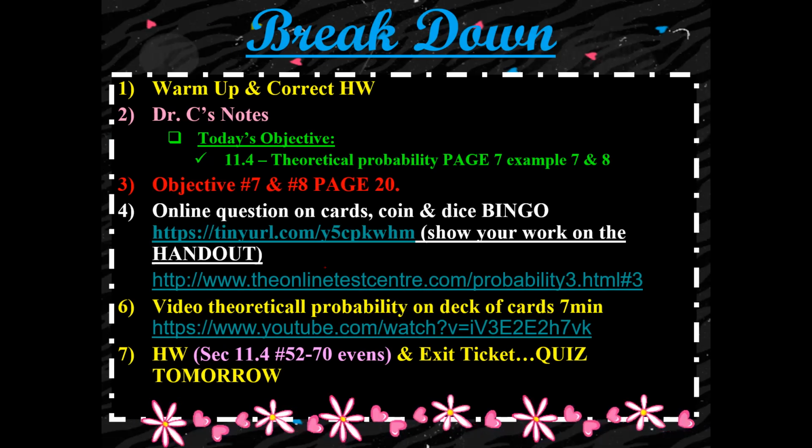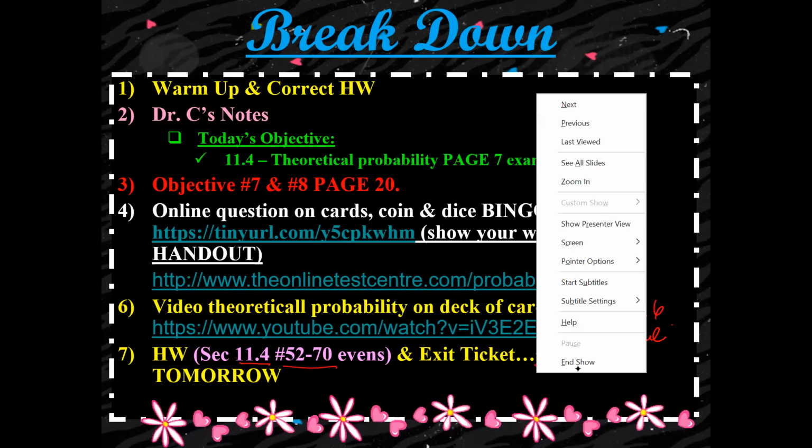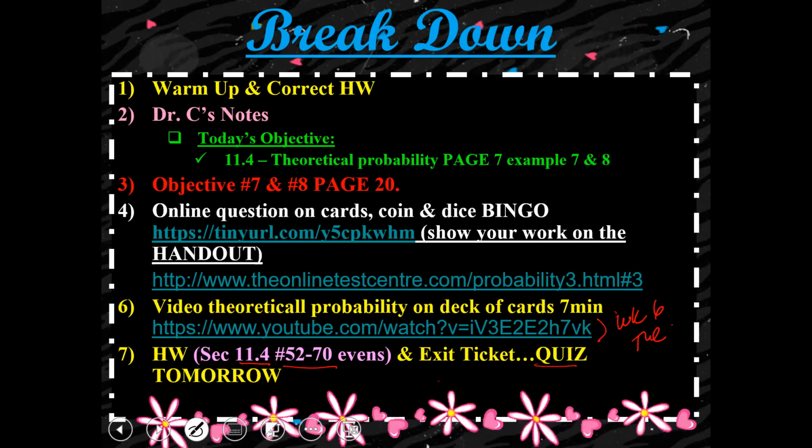I have a video on theoretical probability on a deck of cards. It's about 7 minutes. You don't need to type in this link right here. You just go to the Google Doc for today, and today it is for week 6 Tuesday on the Google Docs, and I have the links already there ready to go, so you just need to go ahead and click on it. Your homework tonight is going to be on 11.4, number 52 to 70 evens, and then you have an exit ticket, and there will be a quiz tomorrow, so keep that in mind on Wednesday.